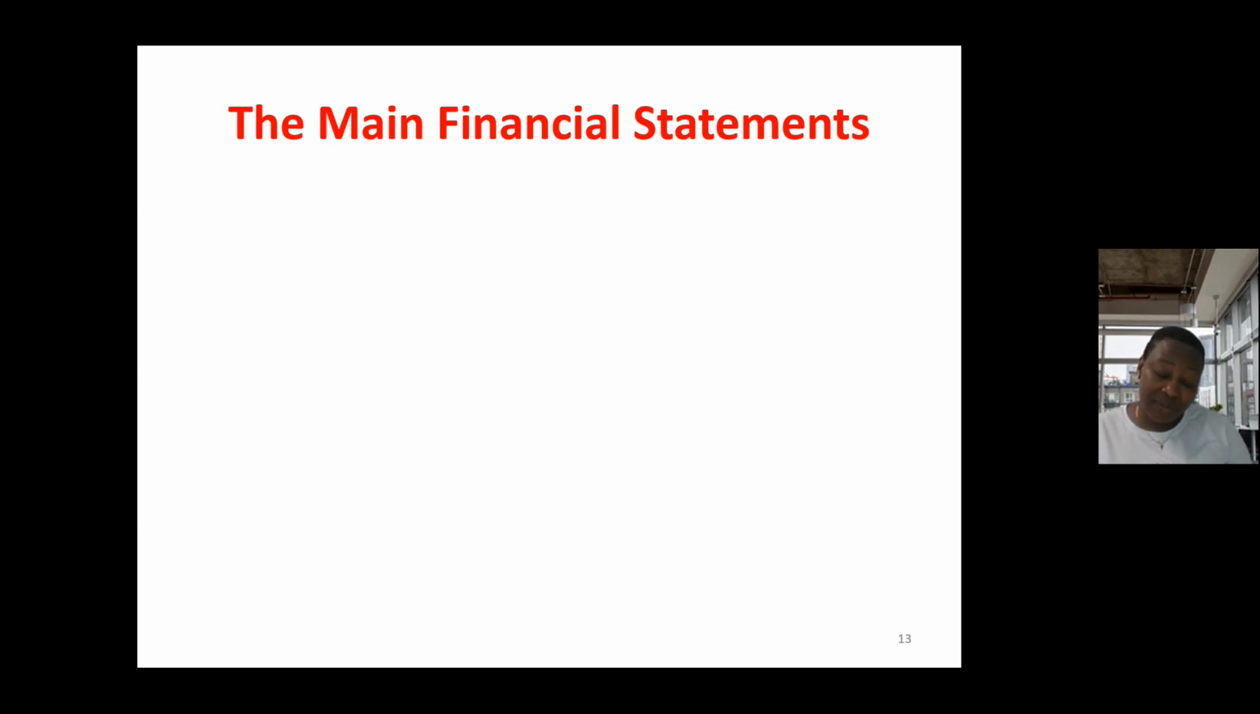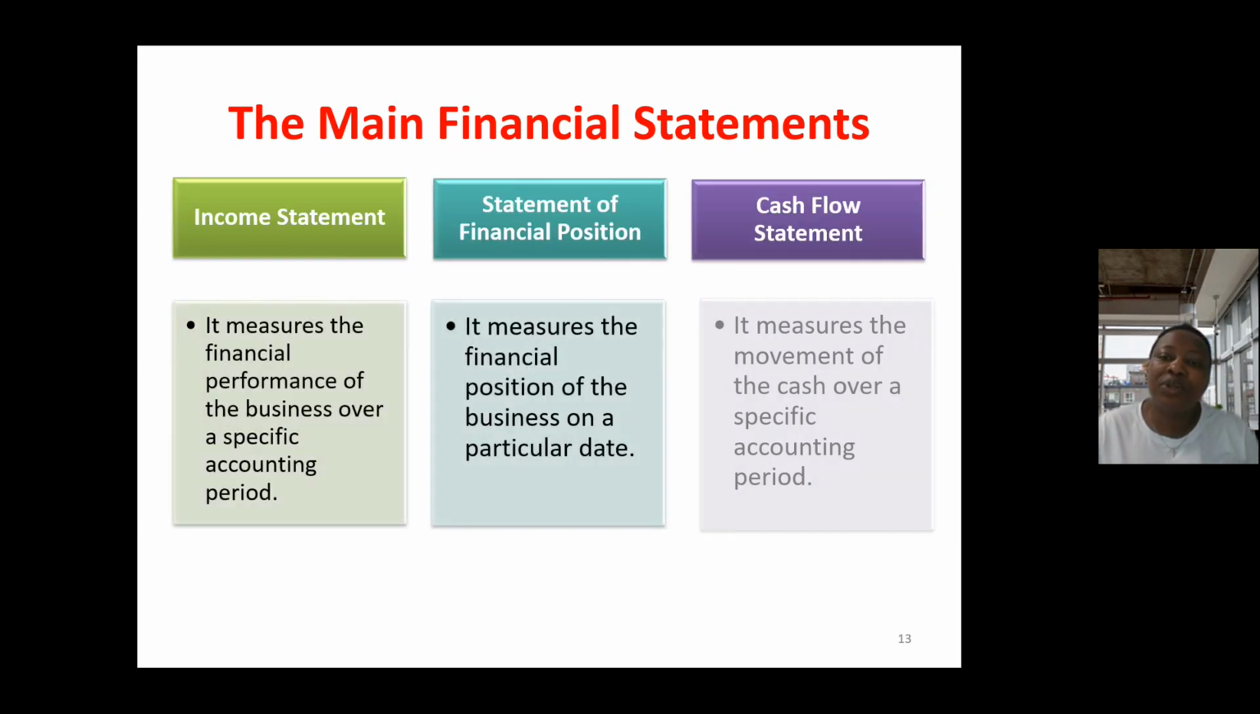We'll just do an overview of the financial statements, and then we'll conclude with that. In this module, we'll be looking at the three financial statements: the income statement, which was usually called the statement of profit and loss; the statement of financial position, which used to be called the balance sheet; and the cash flow statement. The income statement measures the financial performance of the business over a specific accounting period. If you remember, last time we discussed the different types of accounting that we have, whether it's financial or management accounting, and we said that we have a specific publication period for our financial accounting.